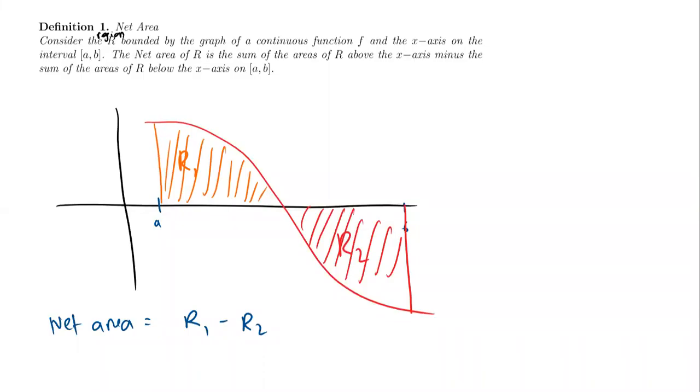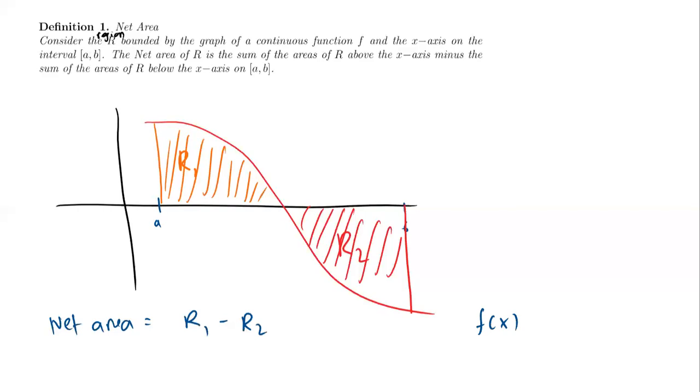Hello class. This is the second video in section 5.2. In the previous one, we saw how to find net area, meaning that now we have a function that is not always positive, but can be above or below the x-axis like we have in this picture. Well, what's the net area? You add the area above the x-axis and bounded by f, and you subtract the area that's below the x-axis and bounded by f.